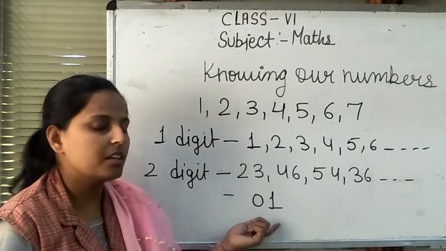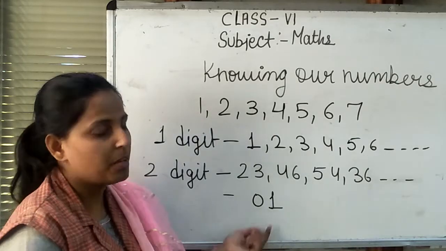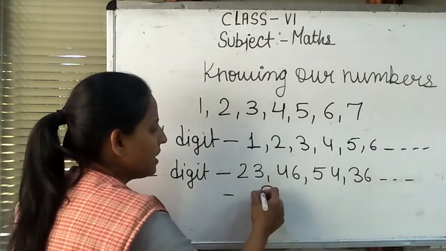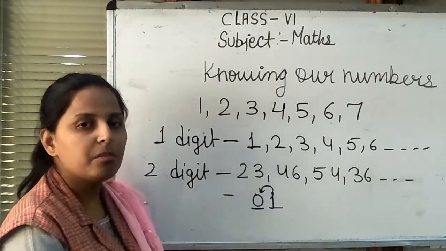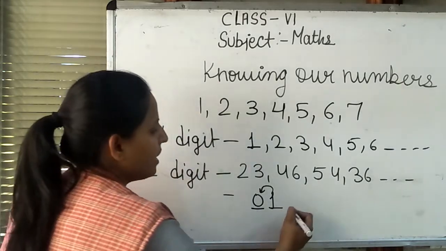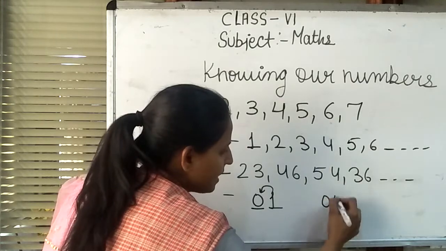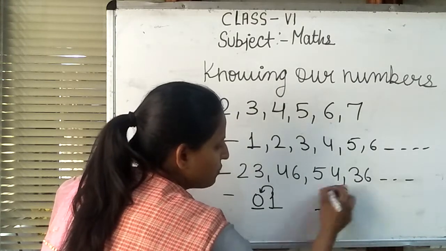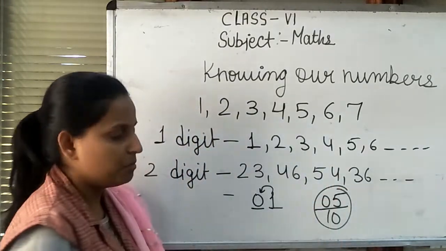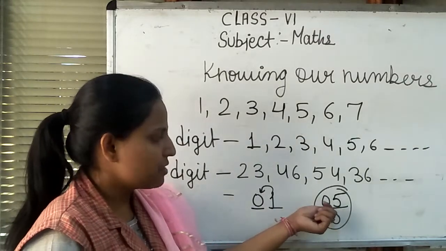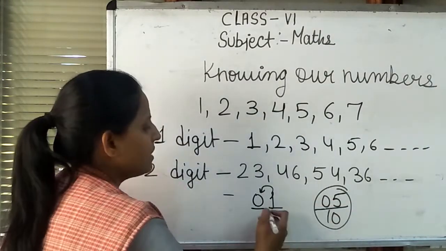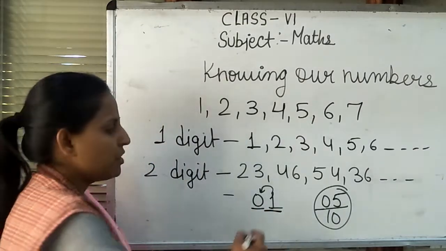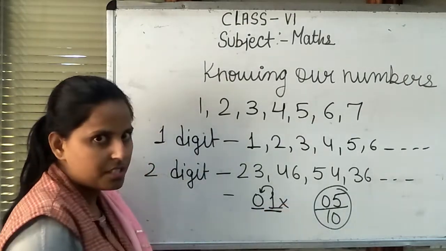No students, because the 0 is present before the 1. So 0 is not valuable before a number. Like when we get marks, 05 out of 10, we write in this form, but 05 we do not read as 50, we read it as 5 only. So it is called only a 1 digit number, we do not read it as a 2 digit number.